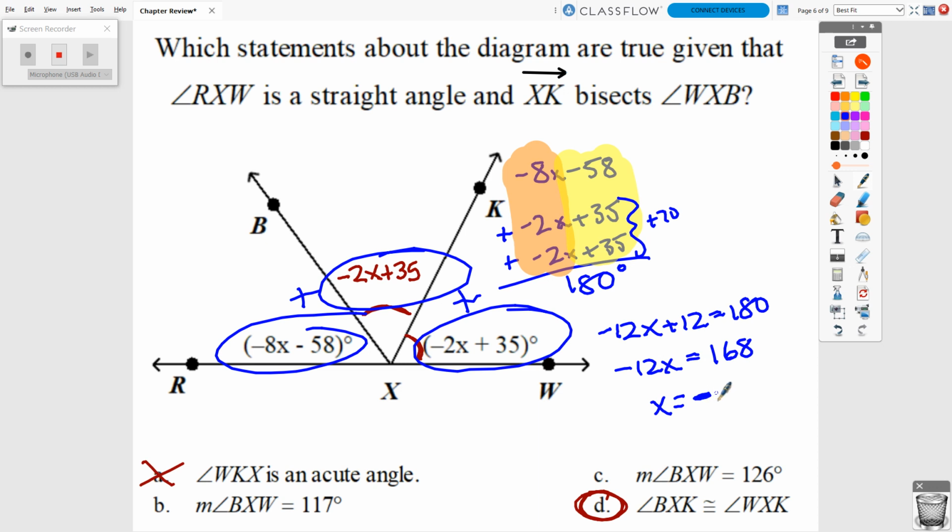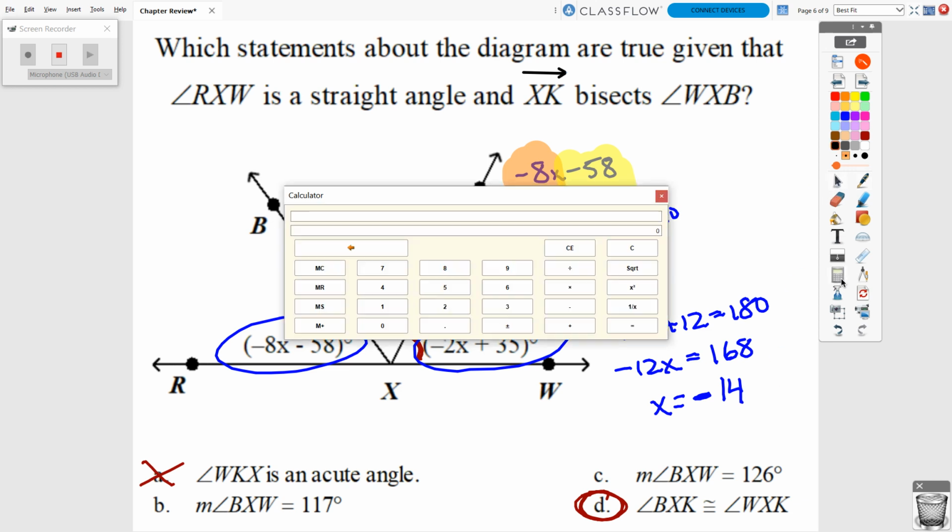And initially you might be kind of like, ooh, x is a negative number. I don't know if that's okay. But maybe it is. We still need to plug it back in and figure out how big these numbers are. So let's see, what does that come out to be? Negative 14, if I'm not mistaken. Let's double check here. 168 divided by 12. So yeah, 14, so negative 14.